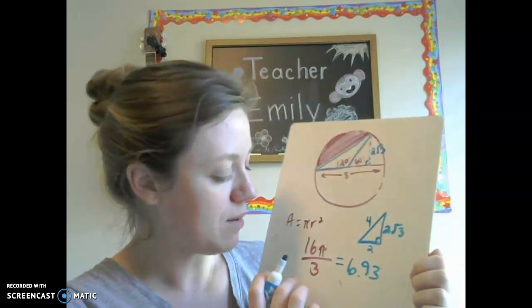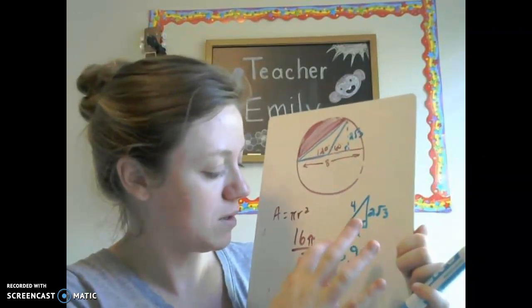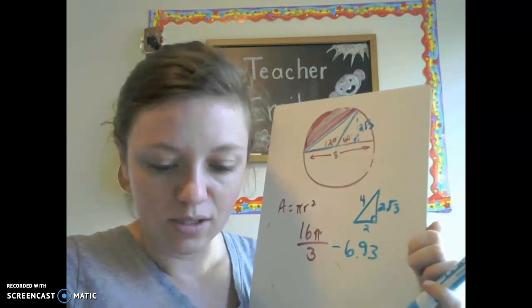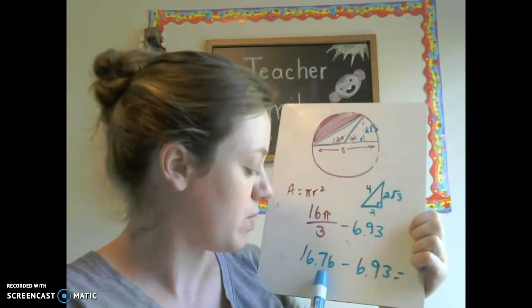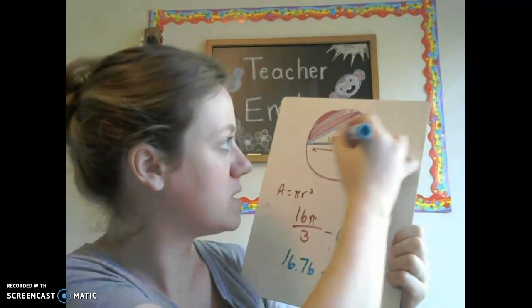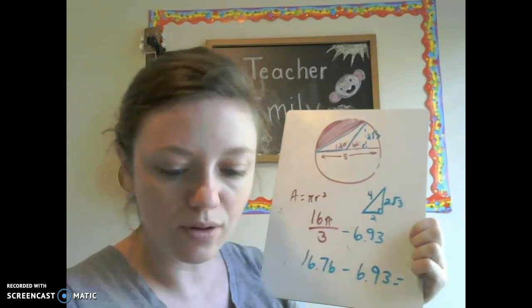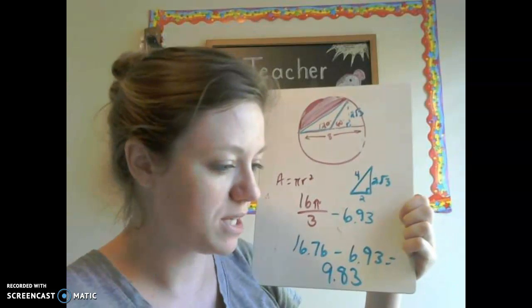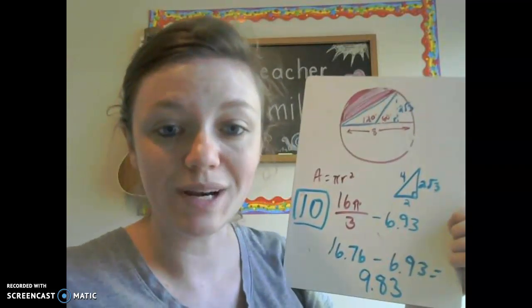So now we need to calculate 16 pi over 3 and subtract 6.93 from that. 16 pi divided by 3 is about 16.76. So 16.76, which is the entire pie slice, minus 6.93, which is just the inside triangle, is 9.83. Rounded to the nearest whole number is 10. So our answer for number 20 is 10.